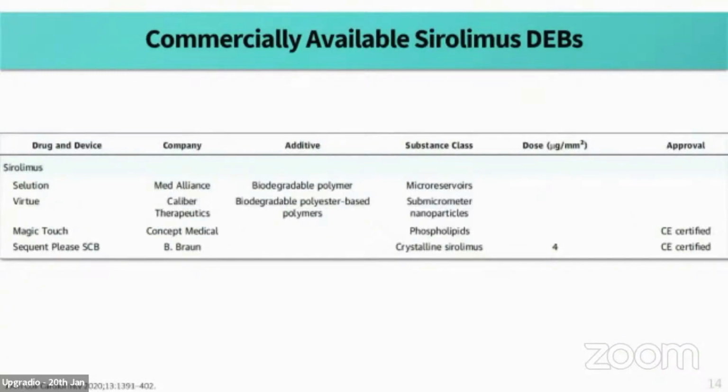Among them, the good study available is the SeQuent Please SCB balloon, which is a crystalline sirolimus. This balloon has shown that the drug remains inside the coronary up to 30 days. That is one of the important things. And there are one or two Indian companies, such as Magic Touch. But more data is needed for that balloon, because the last study failed non-inferiority compared with the paclitaxel balloon. So we have to keep that in mind: the sirolimus-eluting balloon is not a class effect.